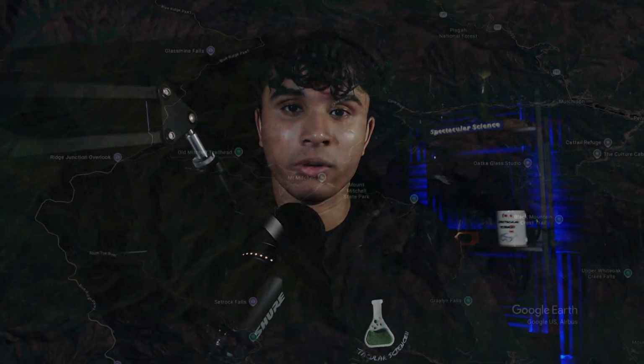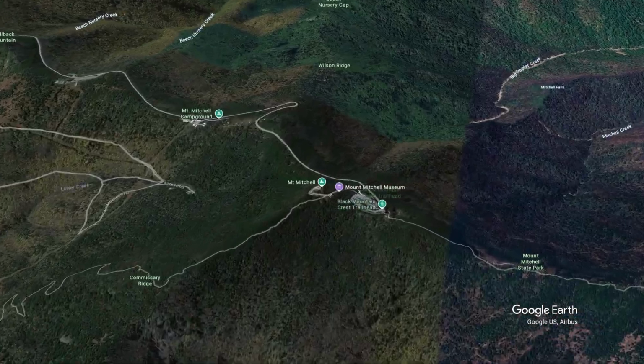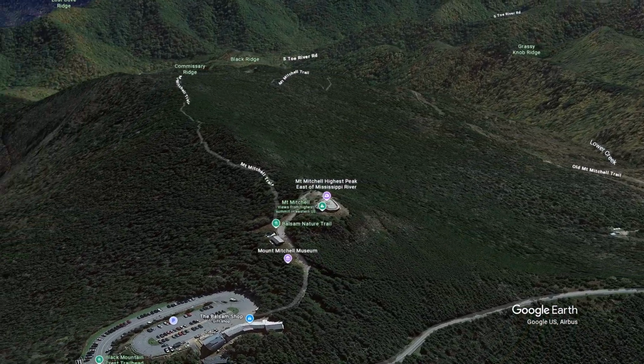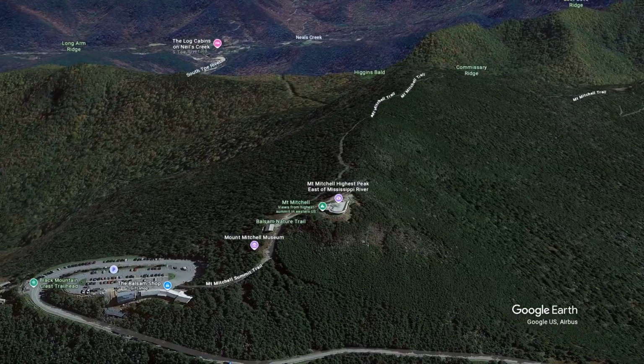Okay, wait. How did I get there? Well, it all started from a trip to Asheville, North Carolina. We went there to hike mountains and have a good time. We were gonna hike Mount Mitchell, which is the highest point in the Appalachian Mountains, over 6,684 feet above sea level. That is a very, very tall mountain.